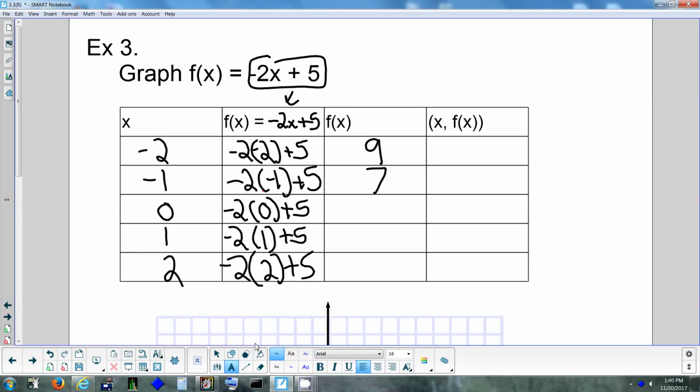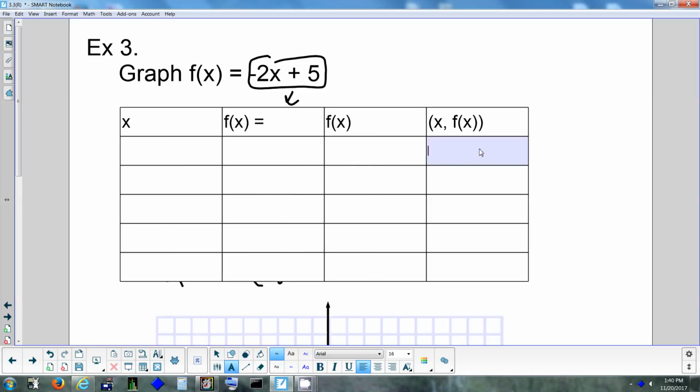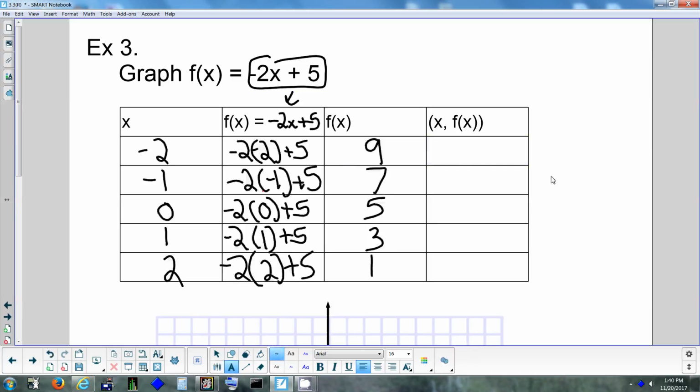Yeah, no one already noticed the pattern. Like, Mr. Roy, I'm just going to stop. I know this next one is going to be 5, 3, 1. Again, right, it's decreasing by 2 each time. All right? Because it is a function, right?